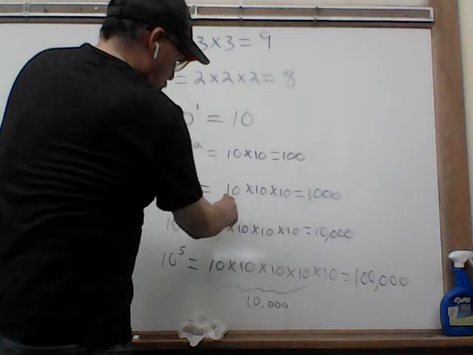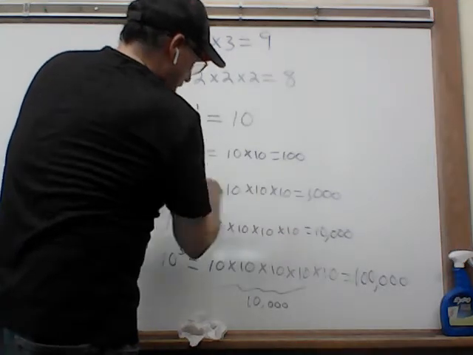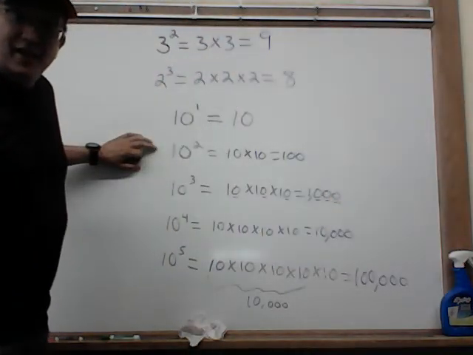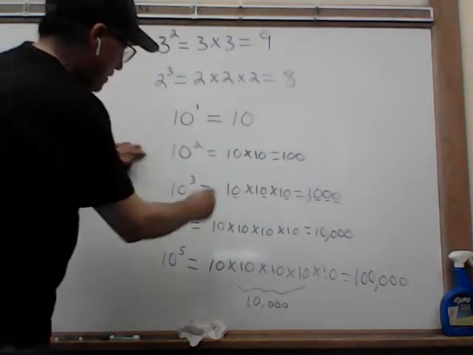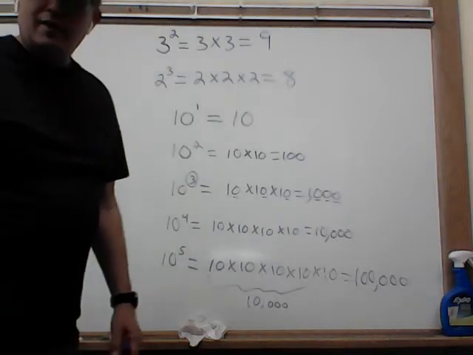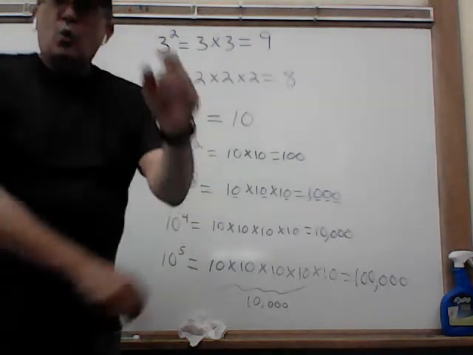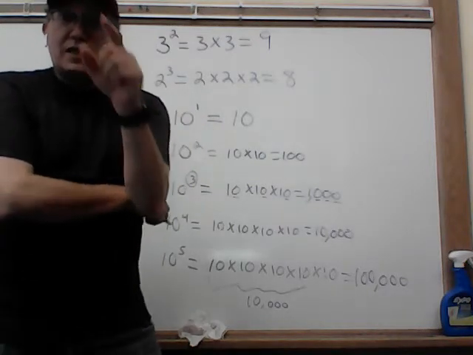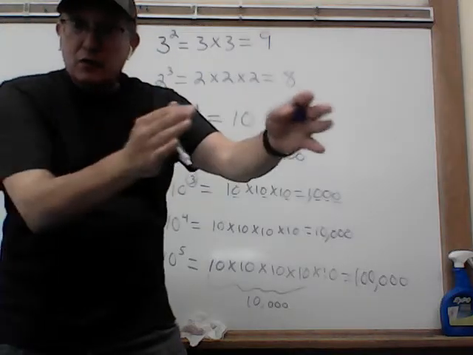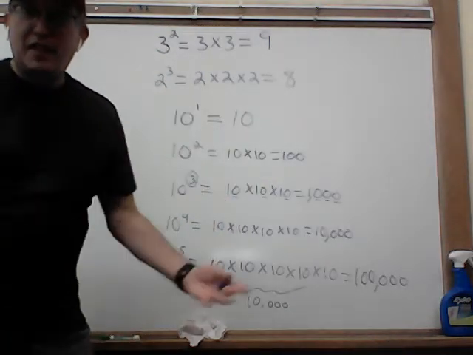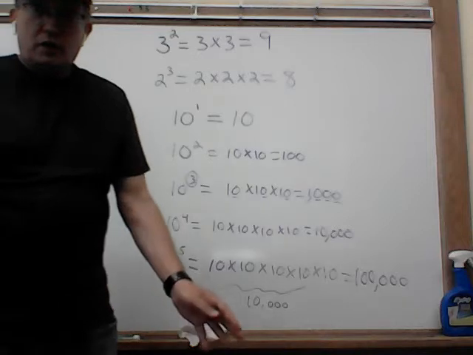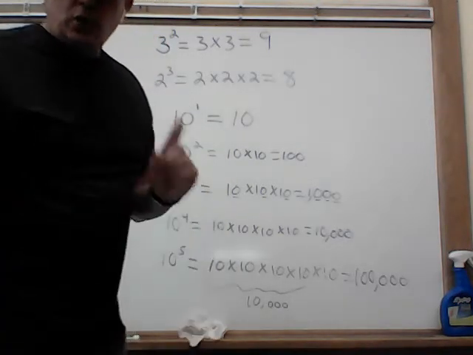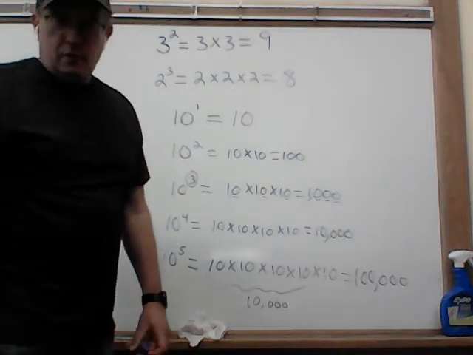10 times 10 times 10. 1 times 1 times 1 is 1, and then you have 1, 2, 3 zeros. Okay, but where else does the 3 appear? Well, it's right there. That's the pattern. When you raise 10 to a power, the result is a 1 followed by zeros. And how many zeros? The same as the power. The same as the exponent. This only works for 10, but it's beautiful. It's a wonderful result that you should be totally comfortable with. Right?